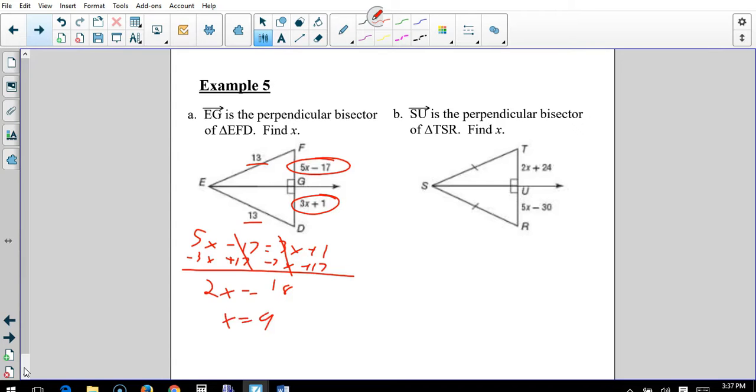I want to plug 9 in right here. I get 45 minus 17, which is 28. Or I can plug in 9 right here. 3 times 9 is 27, plus 1 is 28.